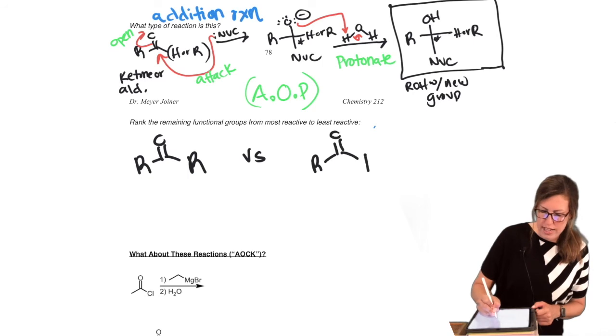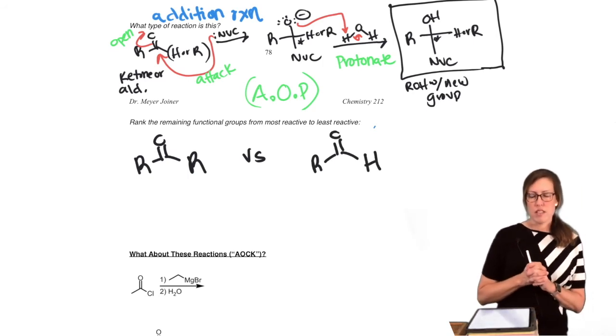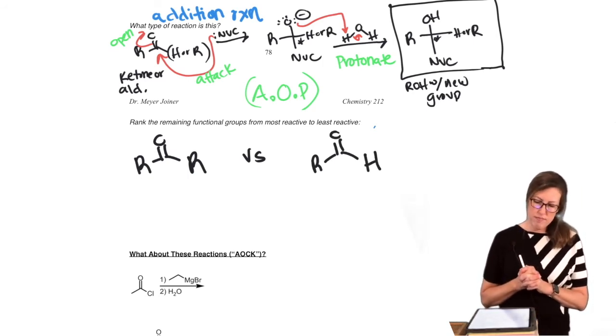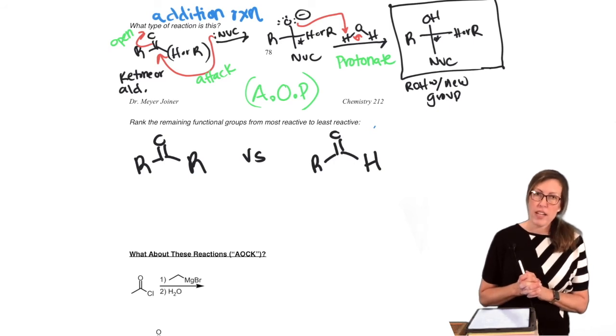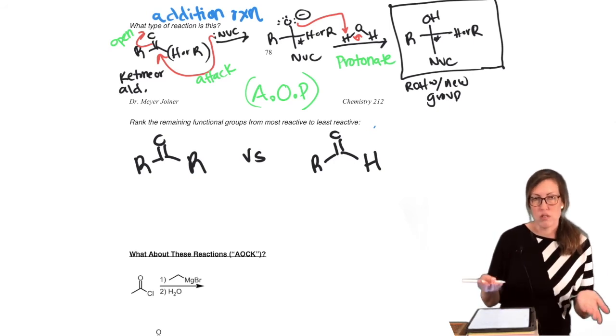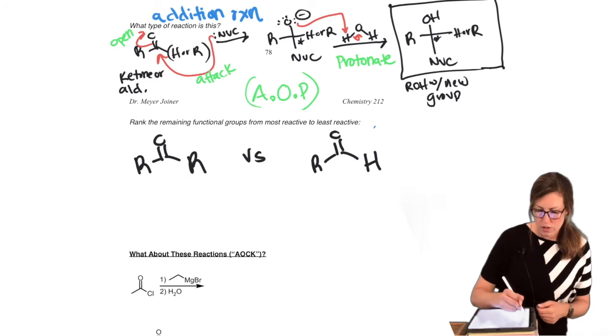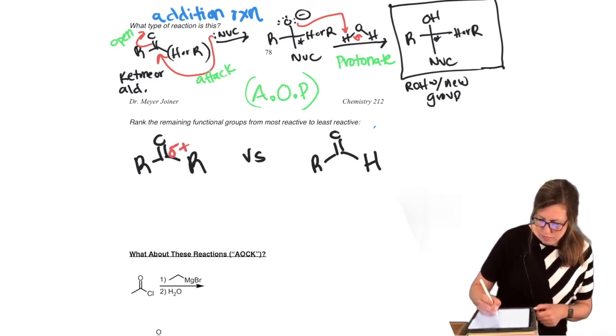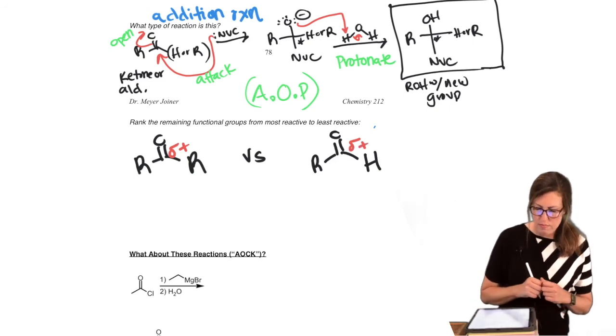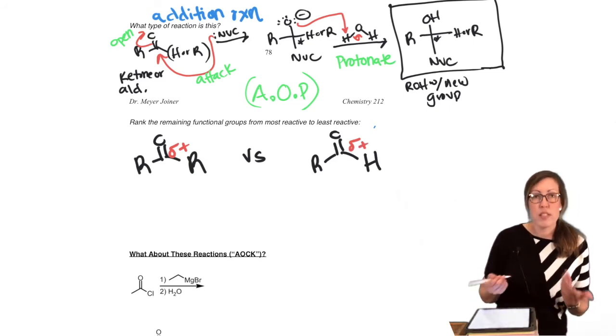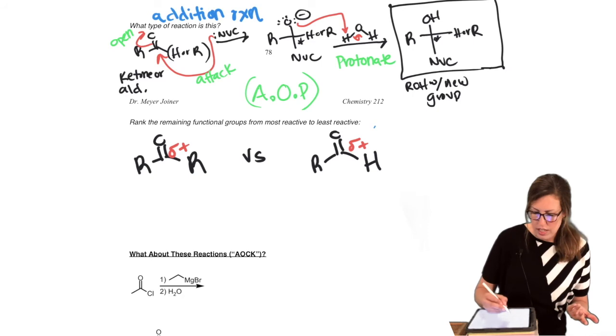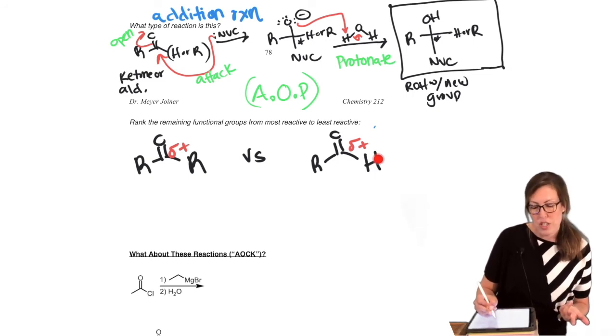Who is more reactive? Think about that for a minute. Who's more reactive? What determines the reactivity? Well, you have to find out its role. Carbon's an electrophile, so draw in the delta plus. So who has the bigger delta plus? Well, that depends on what's attached. A ketone has an R group on both sides, and so this, in other words, is equivalent. But on the other side, an aldehyde has an H.